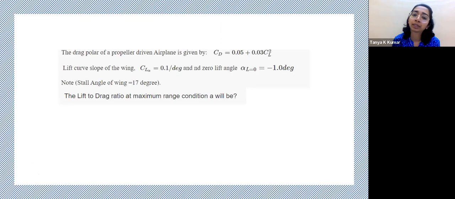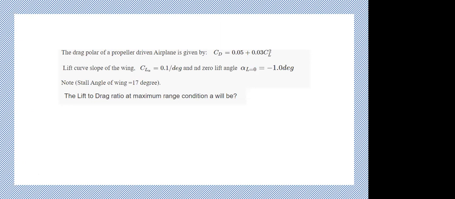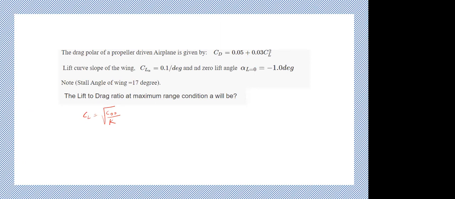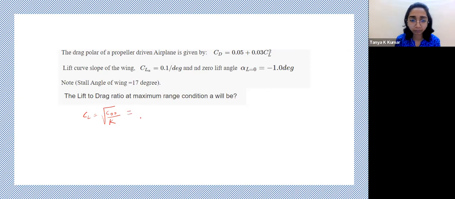Next, they've asked you at maximum range. The first one was minimum power, which gave CL equal to root 3 CD naught by K. But what was the main category of this? Minimum power required was for maximum endurance. So maximum range was what? What is the analogous corresponding term? Minimum thrust required, minimum drag. Yes. Okay, can you give me this value? CD naught is 0.05 by K 0.03. What is this value?